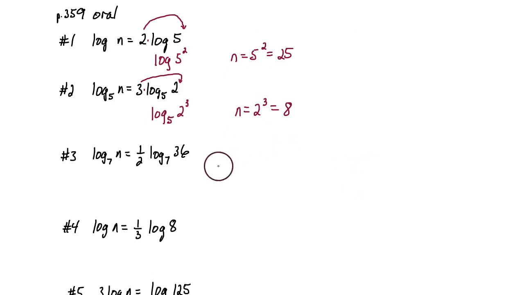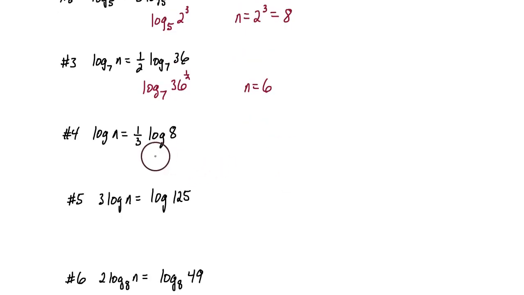For number 3, let's do that same technique. On the right side, we write it as log base 7 of 36 to the 1/2 power. Well, 36 to the 1/2 power is 6, and so n is equal to 6. Number 4, we can condense this as log of 8 to the 1/3. And if that's equal to the log of n, then the n has to be 8 to the 1/3. But 8 to the 1/3 is 2.